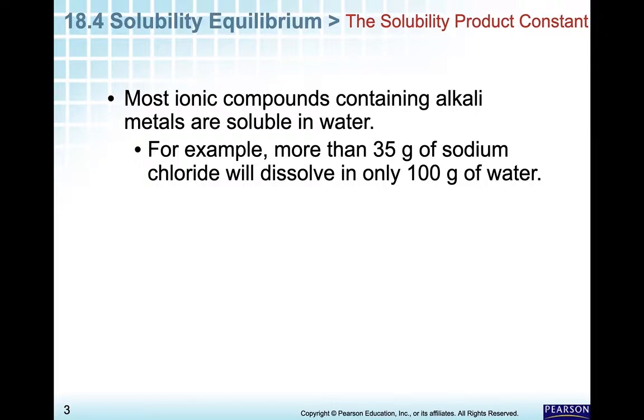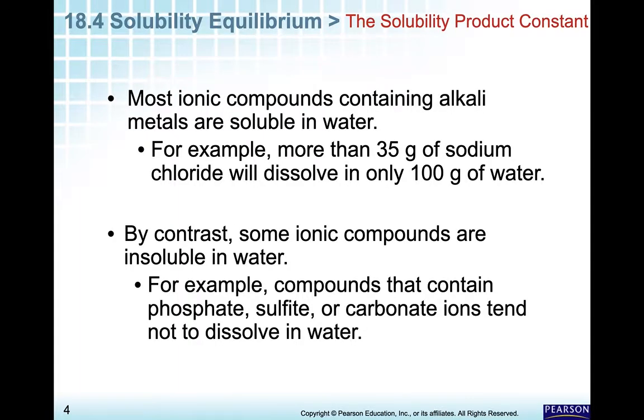Most ionic compounds that we can think of containing alkali metals are soluble in water. So the alkali metals, remember, are those things in the first column of the periodic table. Pretty much any ionic compound that they can form is going to be soluble in water. A great example is your table salt. It's sodium chloride, an ionic compound with sodium, an alkali metal, and chlorine. More than 35 grams of it will dissolve in 100 grams of water. It's extremely soluble. We can dissolve a lot of salt into water.